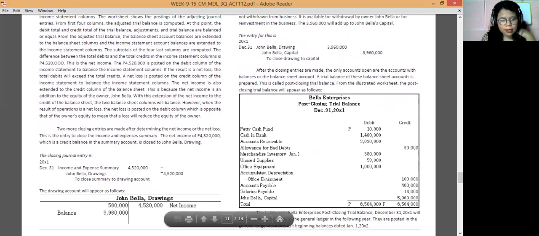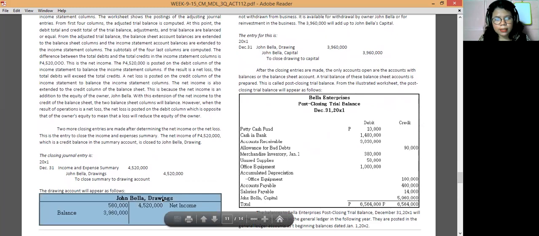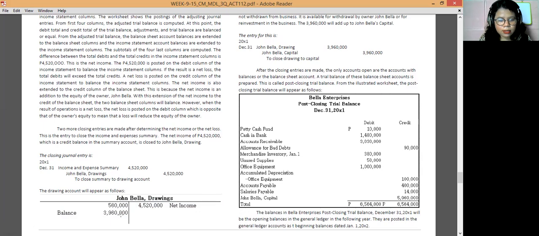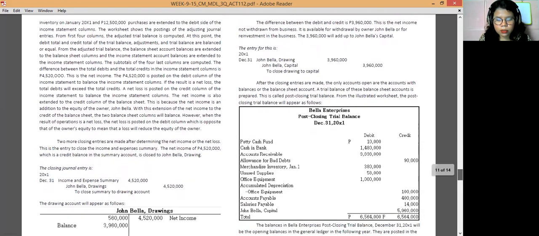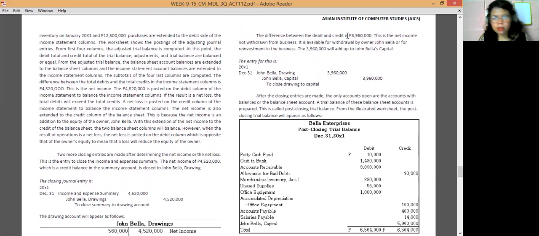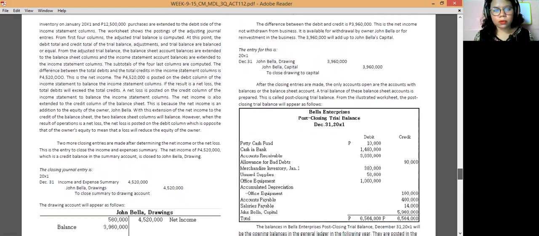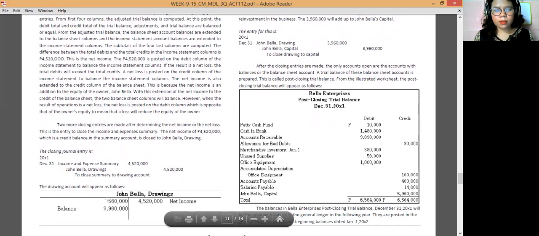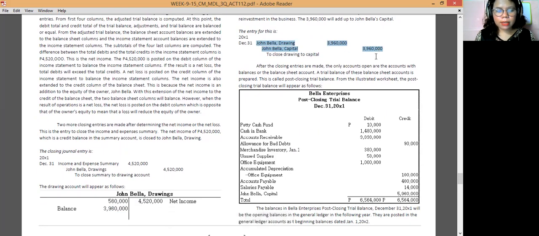The closing journal entry is for the drawings. When we say drawings, these are the withdrawals of our proprietor. Okay? So, John Bella, drawings: 560,000 and 3,960, then 4,520. You less these to complete our total drawings. The difference between the debit and credit is 3,960,000. Okay? So, this one is lessened by this, 580,000 and 4,520. The drawings, worth 3,960, is lessened. So, this is the entry we should make in the journal.